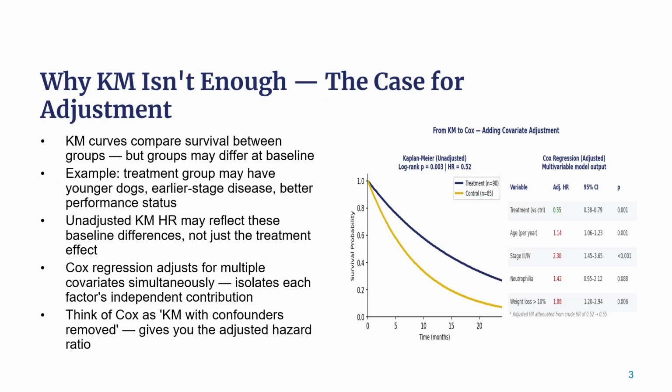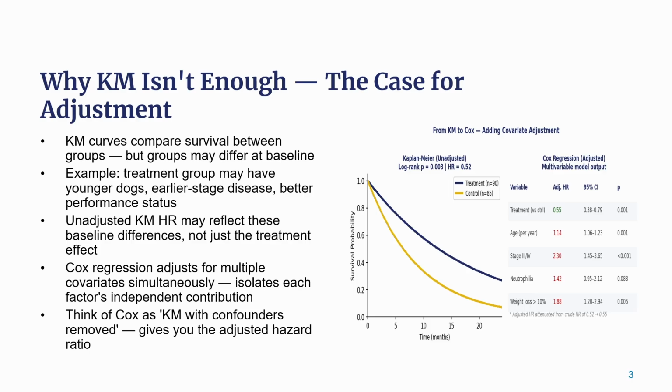Start with the problem Cox regression solves. In a non-randomized survival study, say a retrospective study comparing two chemotherapy protocols, the two groups may differ systematically. One protocol may have been preferentially given to younger dogs or to those with earlier stage disease. If you just plot the Kaplan-Meier curves, you can't tell whether the survival difference is due to the treatment or to those baseline differences.